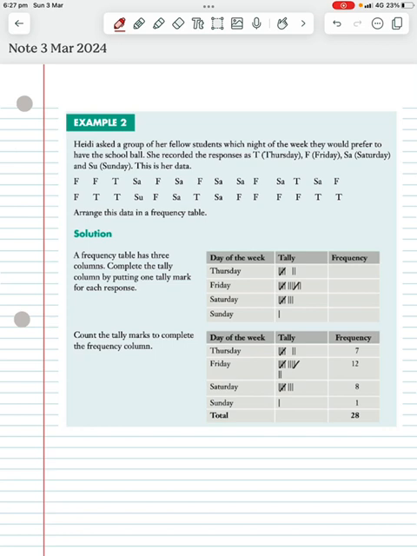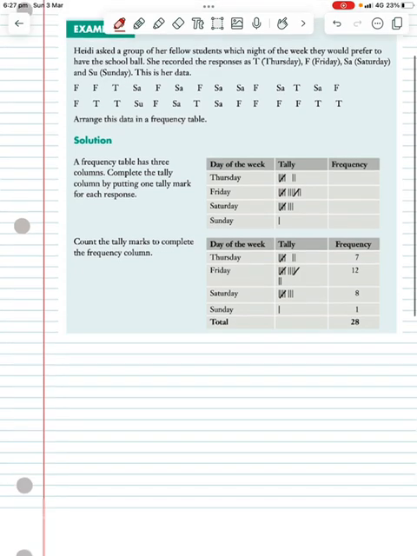Heidi asked a group of fellow students which nights of the week they would prefer to have a school ball. She recorded their responses as T for Thursday, F for Friday, SA for Saturday, or SU for Sunday. This is her data. The question wants us to arrange this data in a frequency table. You can see the solution there, but I am going to do it along with you.